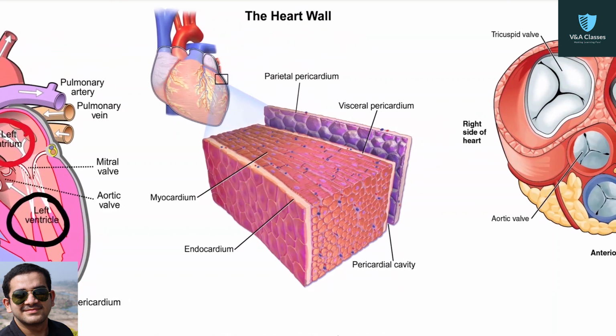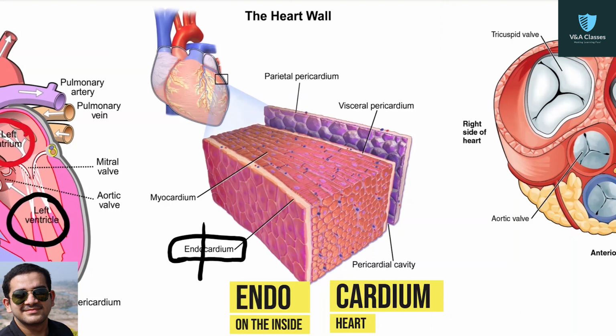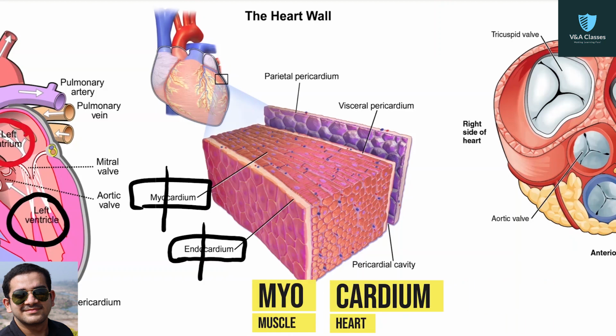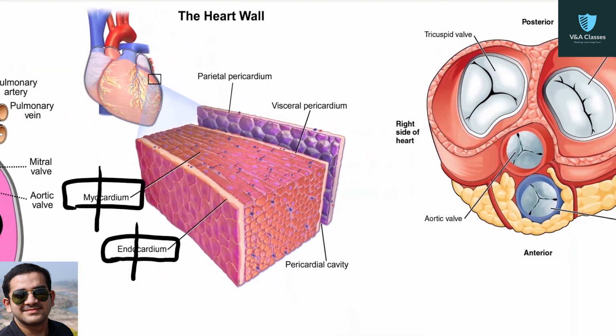The innermost layer is called the endocardium. It can be split into two words, endo and cardium. Endo means on the inside and cardium means heart. So the innermost layer is the endocardium. The second layer, the middle one, is the thickest layer, called the myocardium. Myo here means muscle and cardium again means the heart. And the outermost layer is called the pericardium.